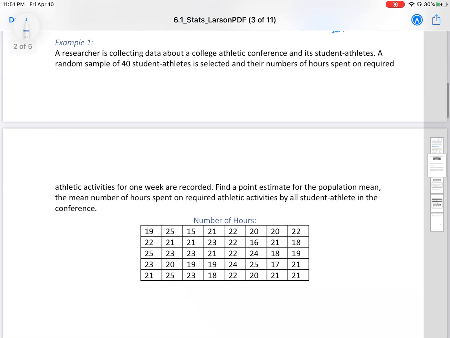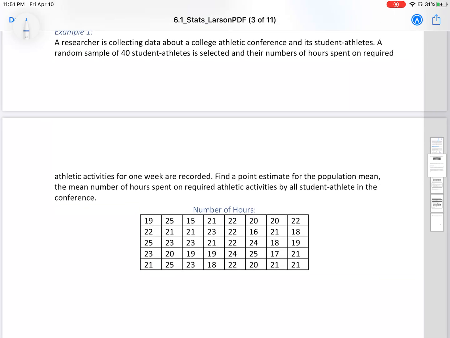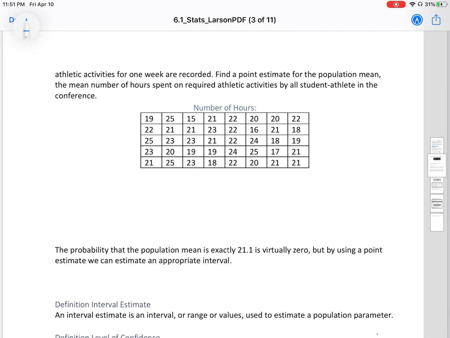Let's work with example 1. So each one of these examples is setting us up to find the margin of error. Example 1. A researcher is collecting data about a college athletic conference and its student athletes. A random sample of 40 student athletes is selected and the numbers of hours spent on required athletic activities for 1 week are recorded. Find a point estimate for the population mean, the mean number of hours spent on required athletic activities by all student athletes in the conference.